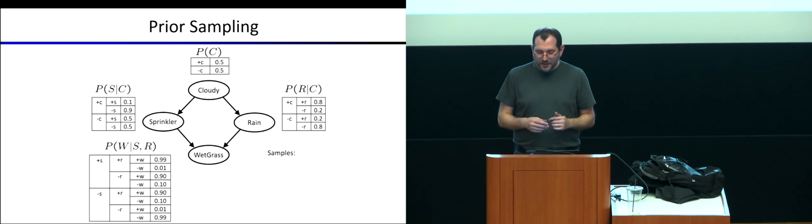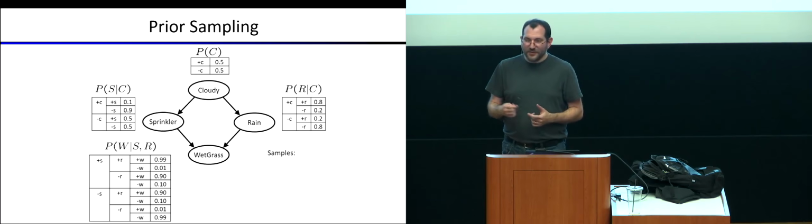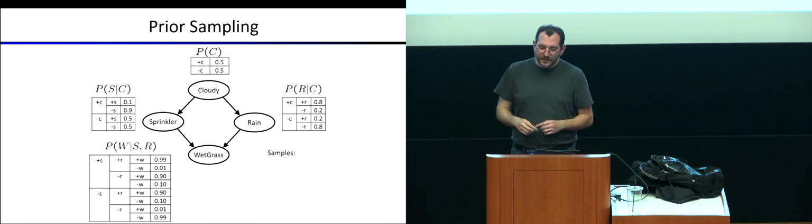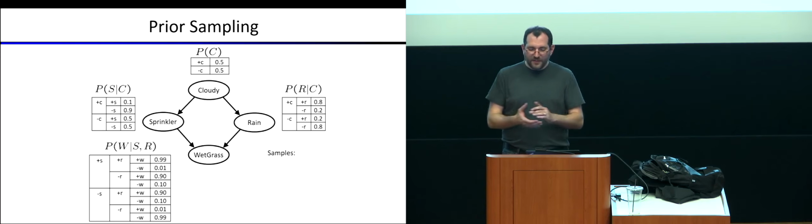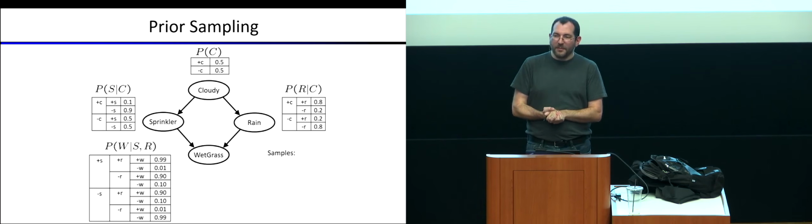Basically, the sprinkler can make my grass wet, and so can the rain, and so there's a conditional probability table here that describes how W responds to S and R that basically says if it's either S or R, then it's probably wet grass.